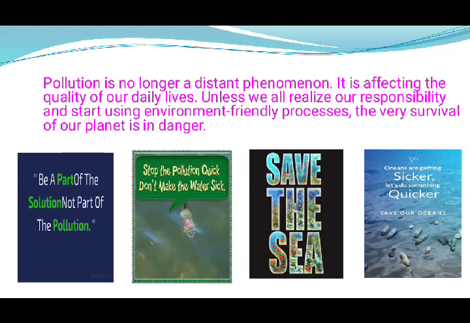Now, pollution is no longer a distant phenomenon. It is affecting the quality of our daily lives. Unless we all realize our responsibility and start using environmentally friendly processes, the very survival of our planet is in danger. So, to save ourselves, we should control air pollution as well as water pollution and save our natural resources like air and water.